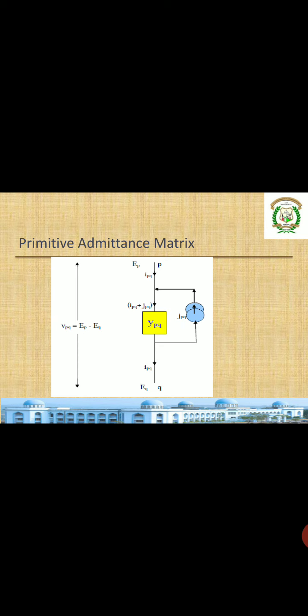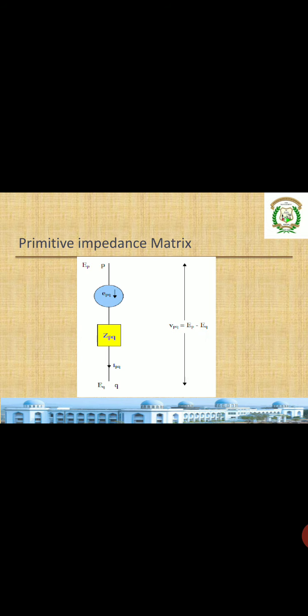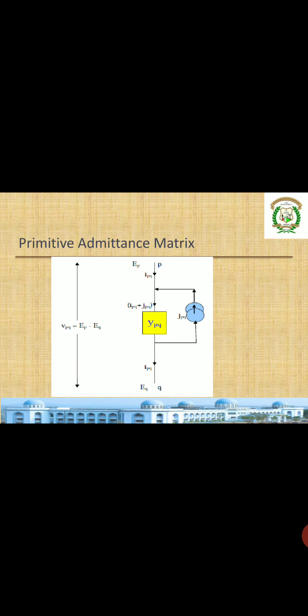Next, this is the primitive admittance matrix. Here you can see the same element, connected between P to Q, but it is shown in admittance form. In the previous one, it is shown with its impedance. Now in this figure, we are going to show it with its admittance. Instead of the internal voltage source in the impedance form, here we use an internal current source, that is JPQ, and IPQ is the current which is flowing from node P to Q through this element.